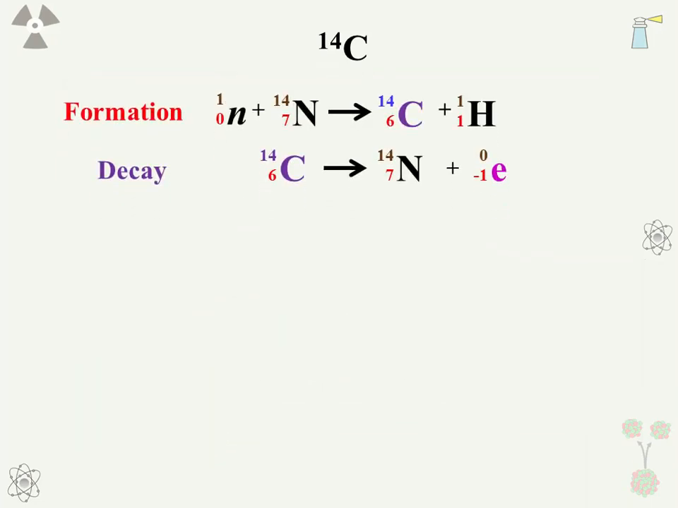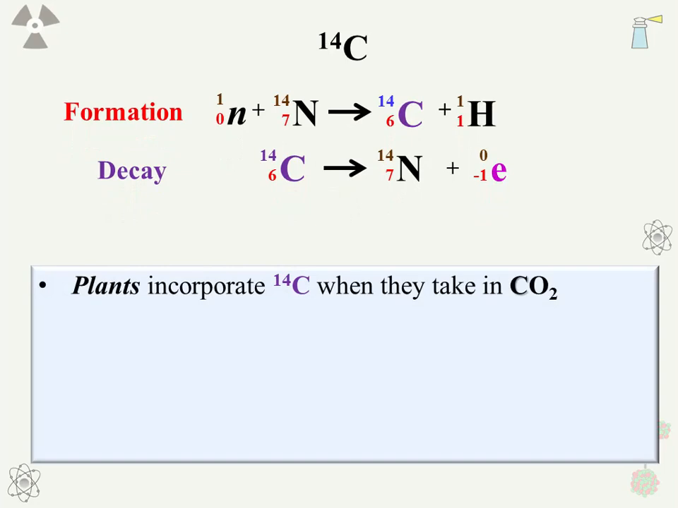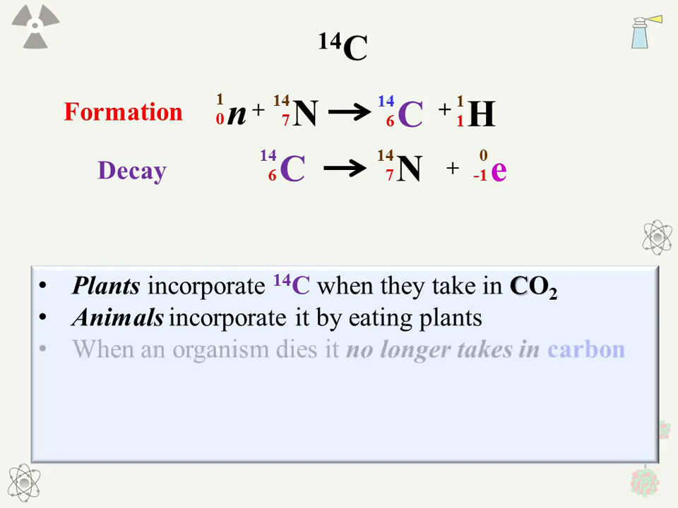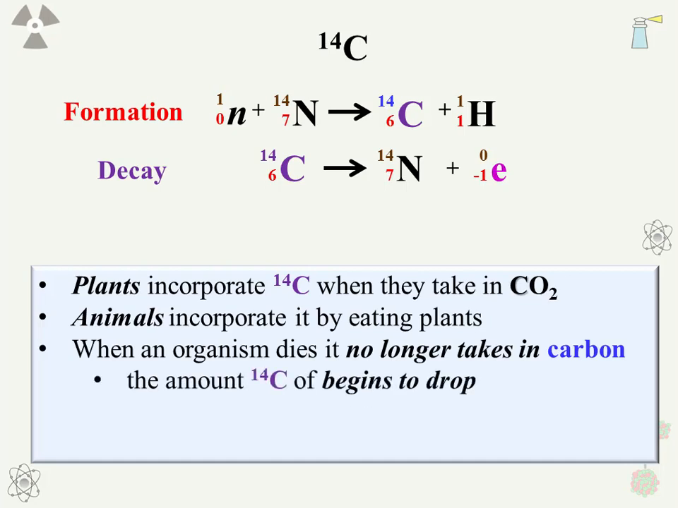Carbon-14 finds its way into living organisms. Plants incorporate it when taking in carbon dioxide from the air. Animals incorporate it by eating those plants. As long as the organism is alive, it is bringing in carbon-14. However, when an organism dies, it no longer takes in carbon, not carbon-12, not carbon-14. Starting at the time of death, time 0, the amount of carbon-14 begins to drop.